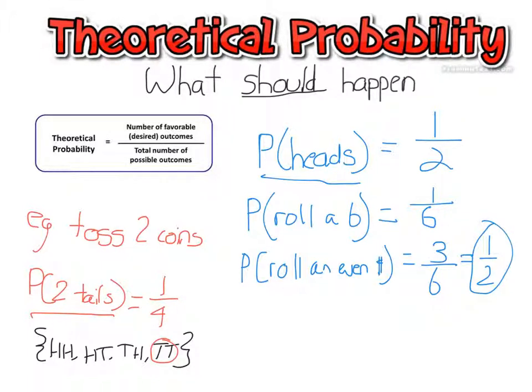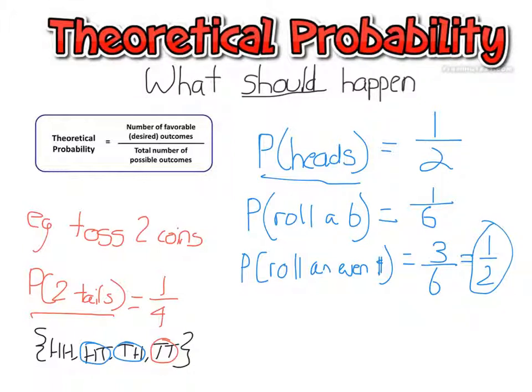Notice here that if I wanted the probability that I get 1 tail, I could have this outcome, heads then tails, or tails then heads. So the probability of getting 1 tail would be 2/4, which is a half.